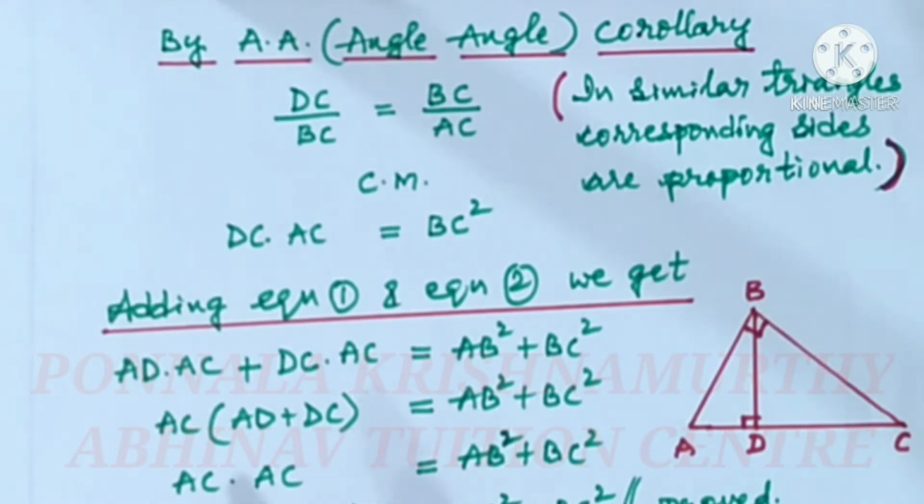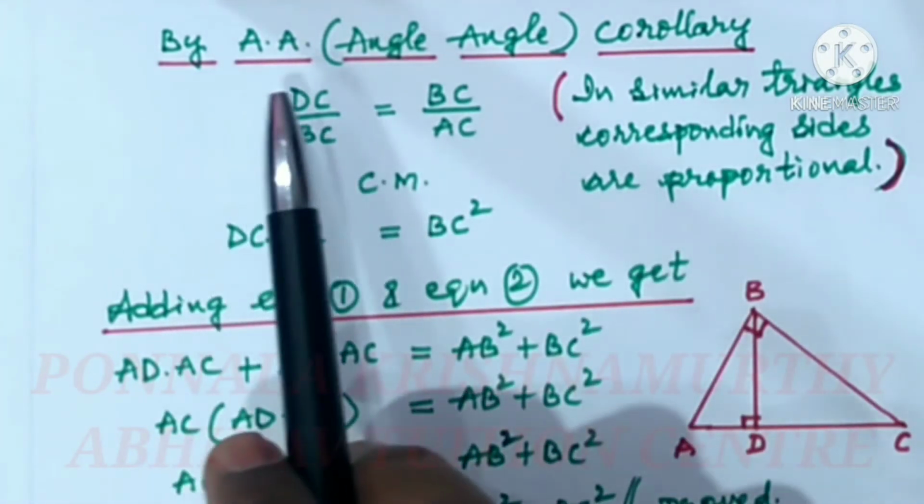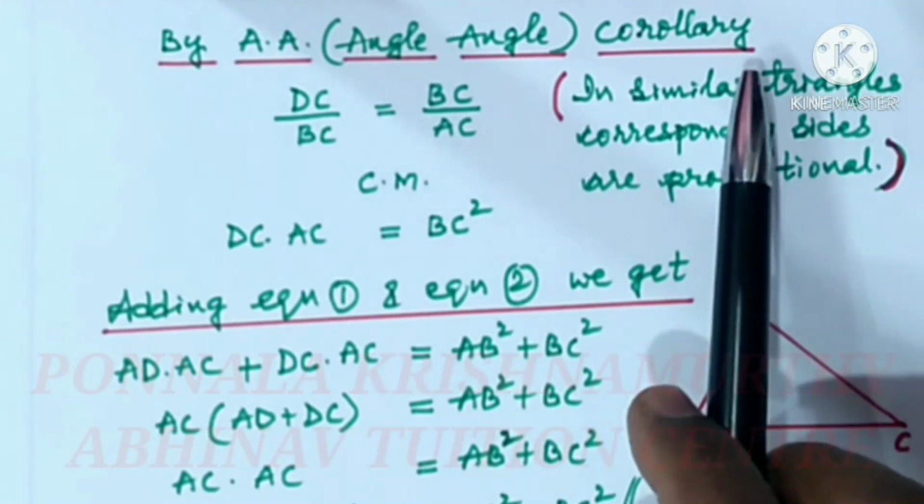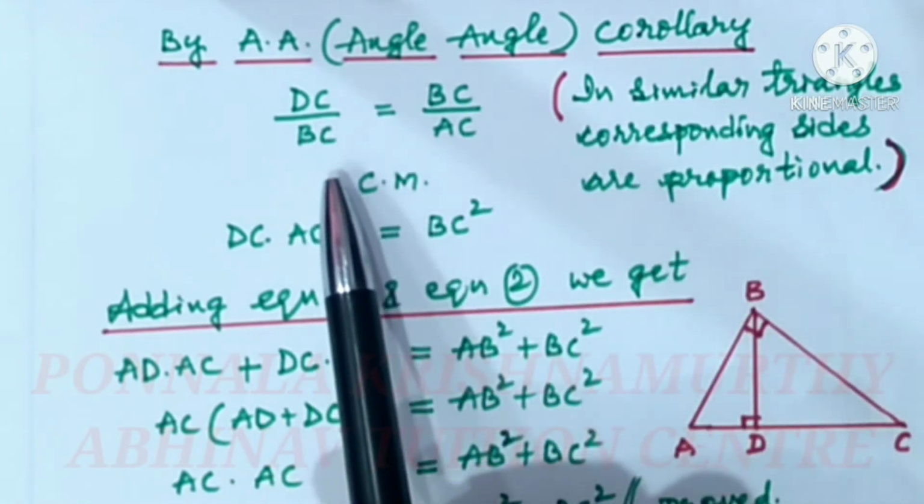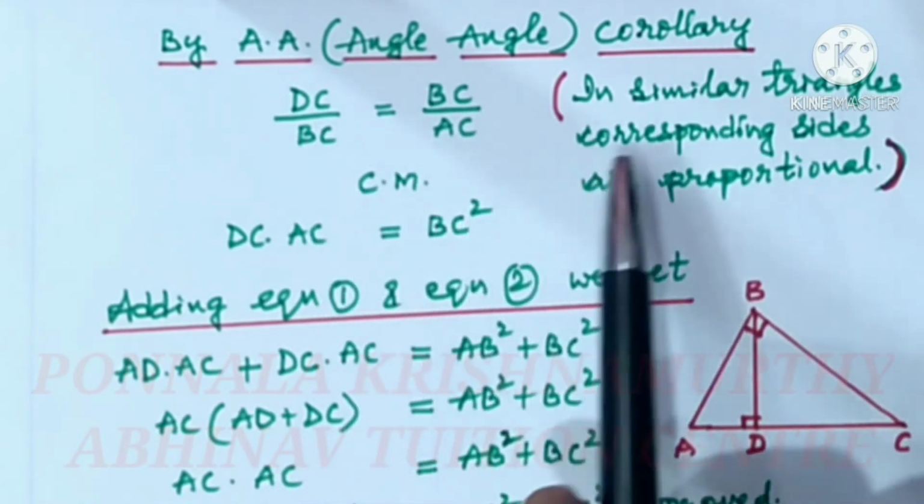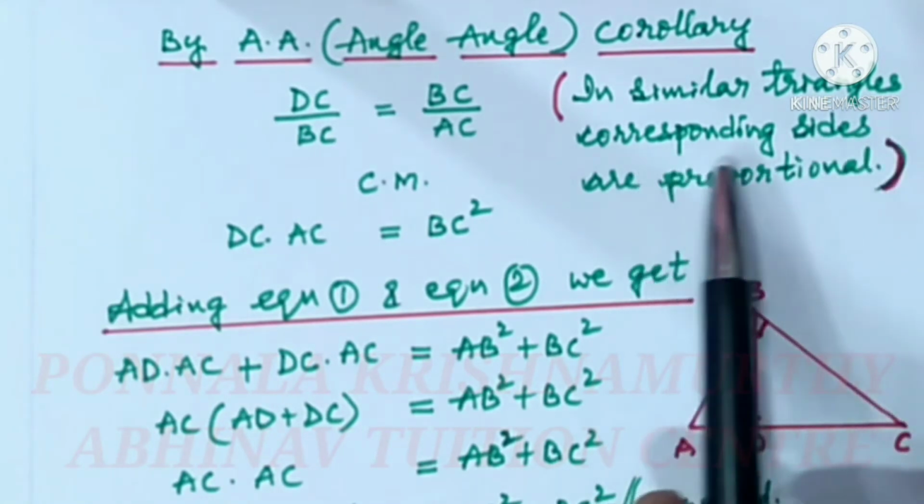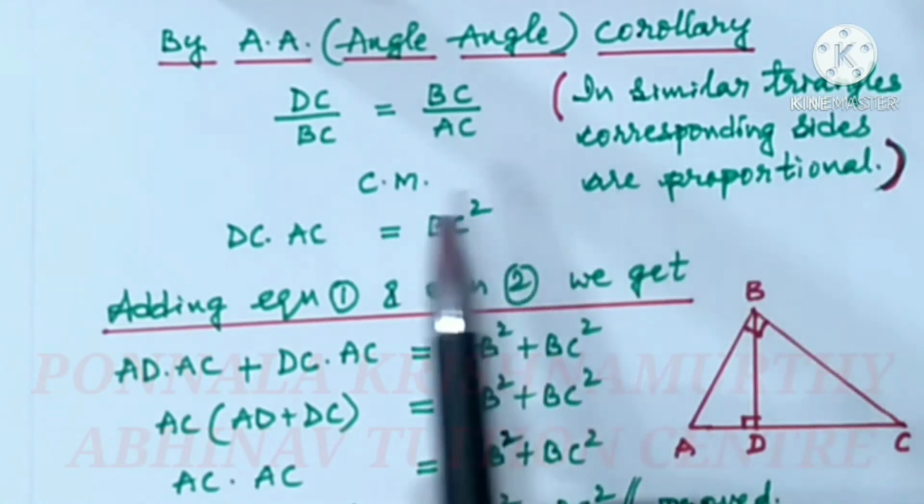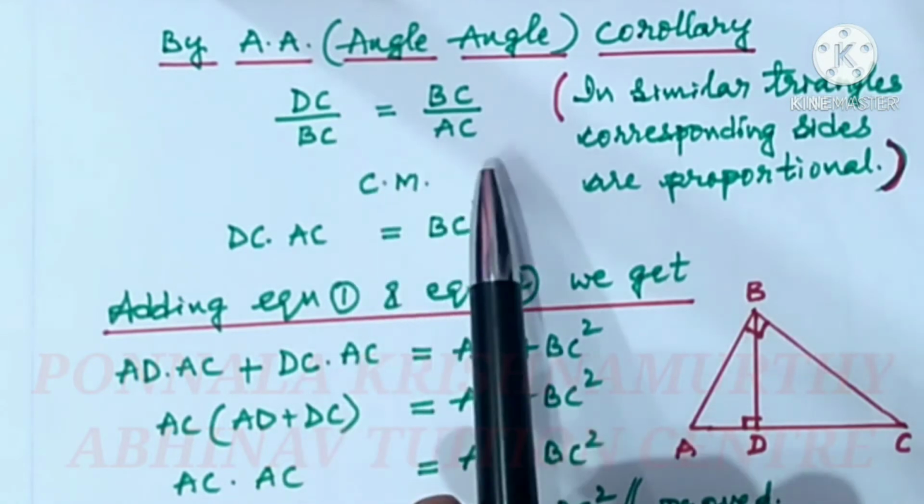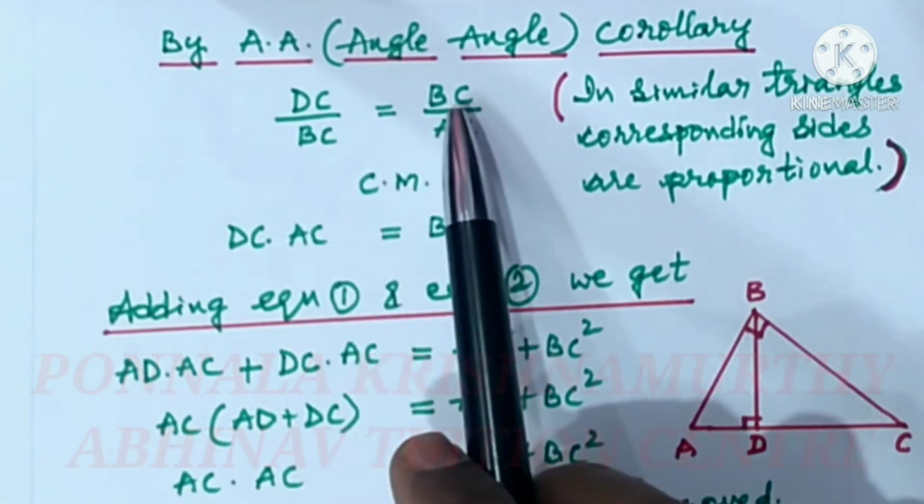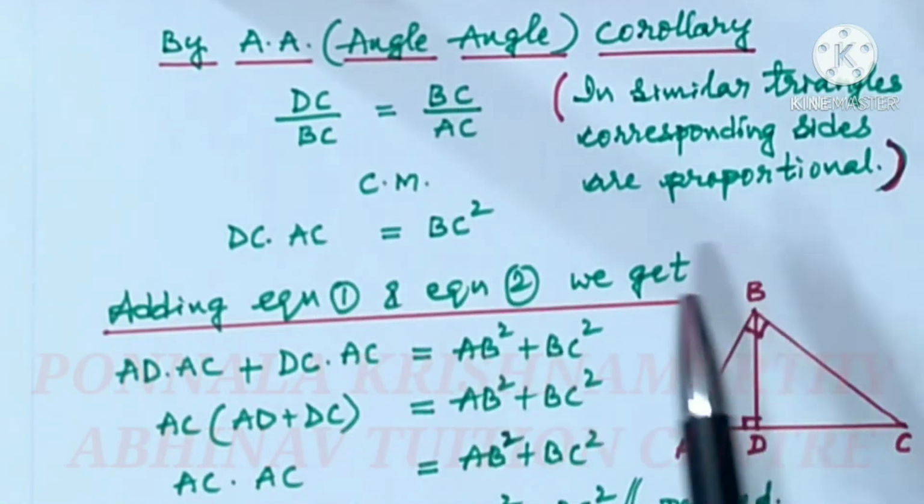Since these two triangles are similar by AA corollary, DC by BC is equal to BC by AC, as in similar triangles corresponding sides are proportional. Cross multiplication: DC into AC is equal to BC into BC, that is BC square.